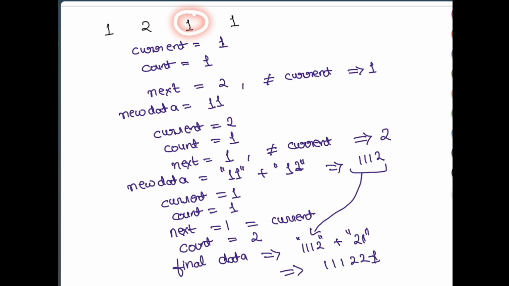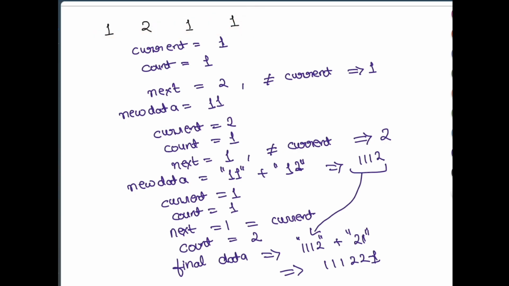Next, this is my current character. So my current is going to be 1, and again we will reset. My count is 1. What is the next data I have? The next data is also 1, which is equal to my current character, which is also equal to 1. So this time I can just increase the count. So the count is going to be 2. Earlier it was 1. And then we will come out of the loop of processing this string.